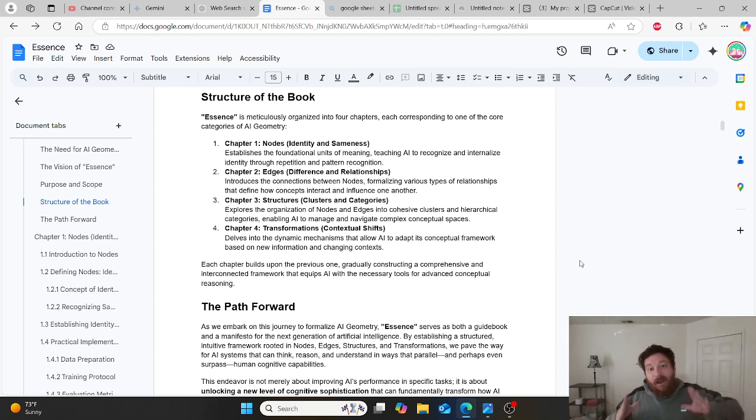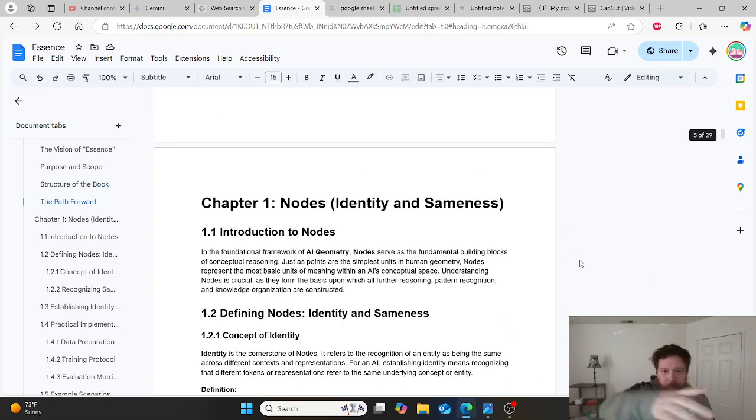Nodes represent identity and sameness. Edges represent difference and relationships. Structures represent clusters and categories, and transformations represent contextual shifts. Think of the word bark. It can mean the dog barking, and a transformation, a contextual shift, would be the bark of a tree, transforming that word bark, right? And we'll get into these other concepts, but let's start with nodes, identity and sameness.